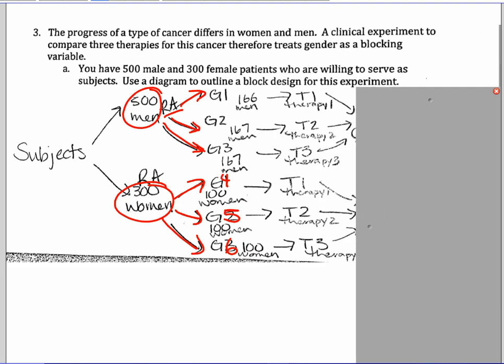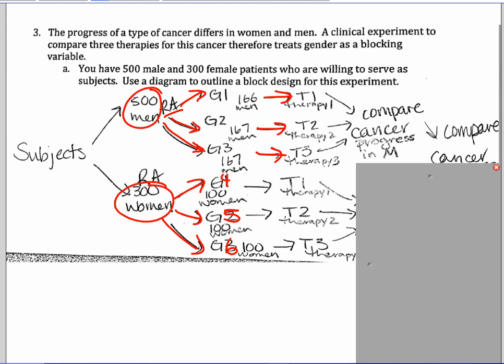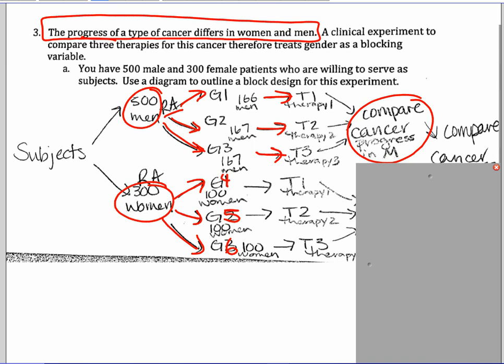And then group 1 is going to get treatment 1, which we'll call therapy 1. Group 2 is going to get treatment 2, which will be therapy 2. And group 3 will get treatment 3, which is therapy 3. And then what I would want to do is compare the cancer progress just in those men, right? And the reason is because we know the cancer differs in women versus men.